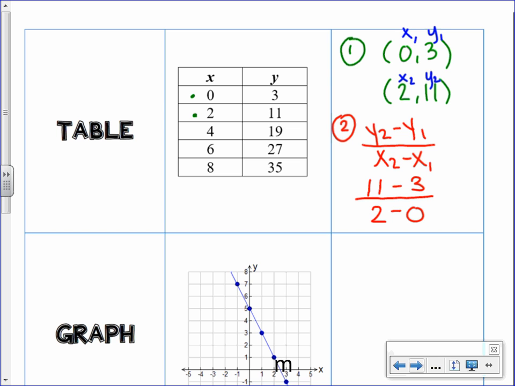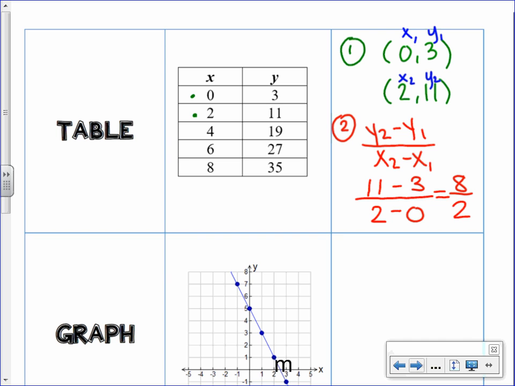Okay, so 11 minus 3 is 8. 2 minus 0 is 2. That's all. Step 2 is just actually using the formula. Anyone confused? All right, so now our third step.